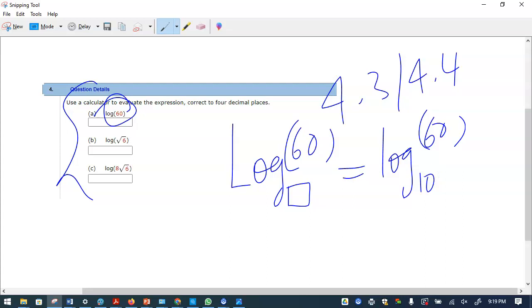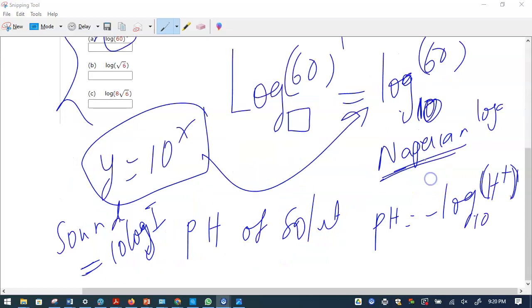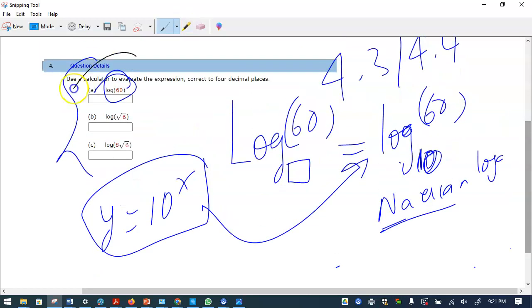That is because for the exponential function, let's say y equals 10 raised to x, the inverse of this is the logarithm of x to the base 10. So let's see how we find this using the calculator.